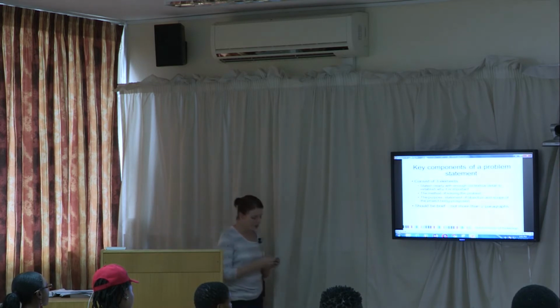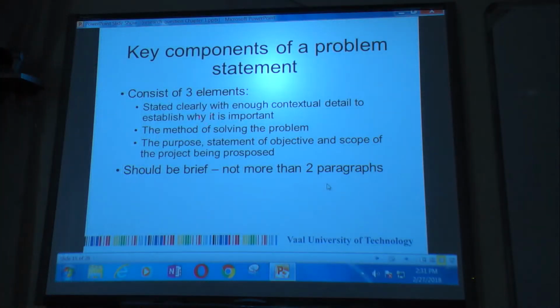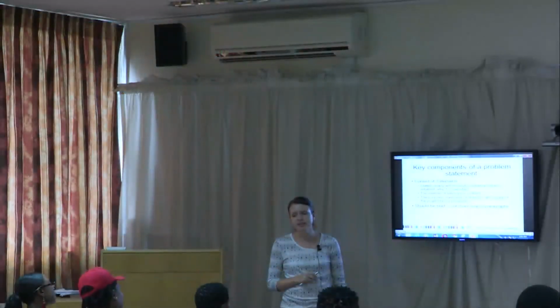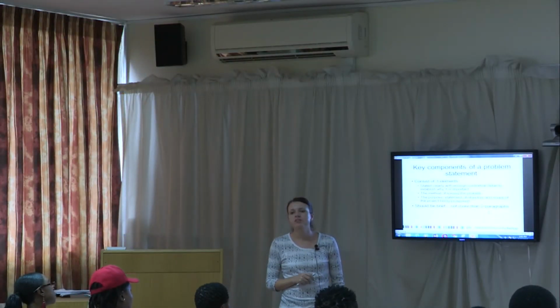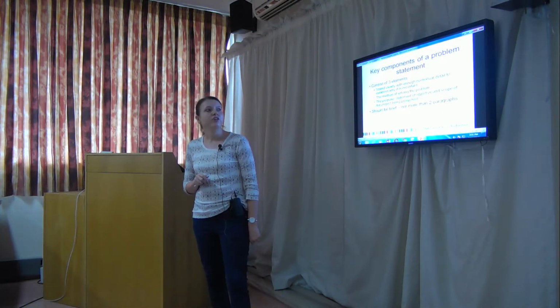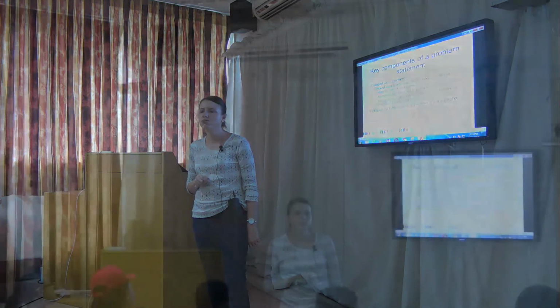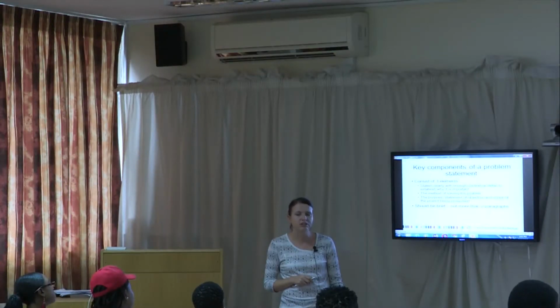Now a problem statement consists of 3 elements. It should be stated clearly and should provide contextual detail to establish why it is important. For example, if you have a topic where you want to determine what factors are going to encourage visitors to be more loyal towards a specific establishment, you need to tell me why it is important to know that. So think about your title. What is your title? Why is it important?